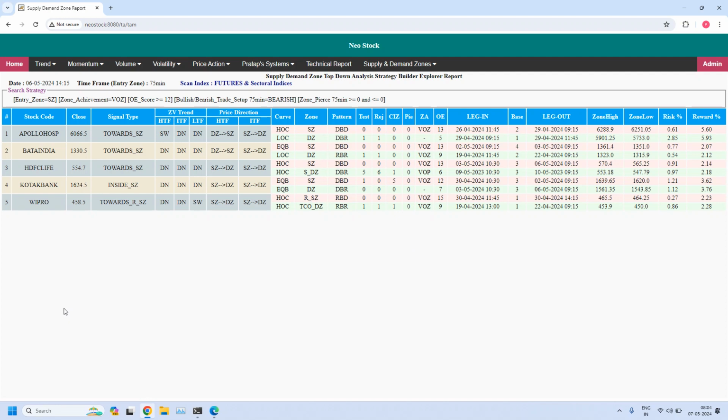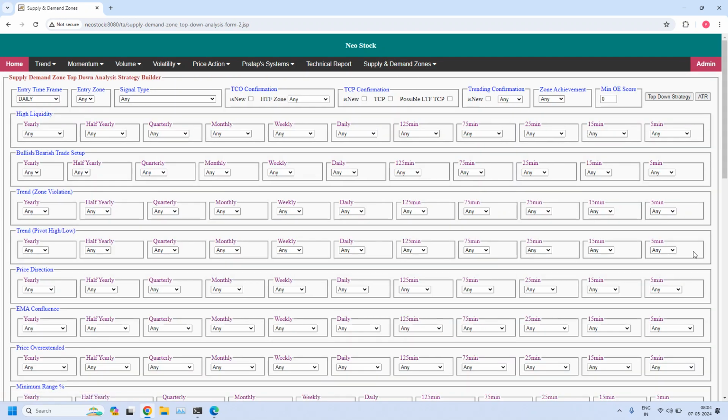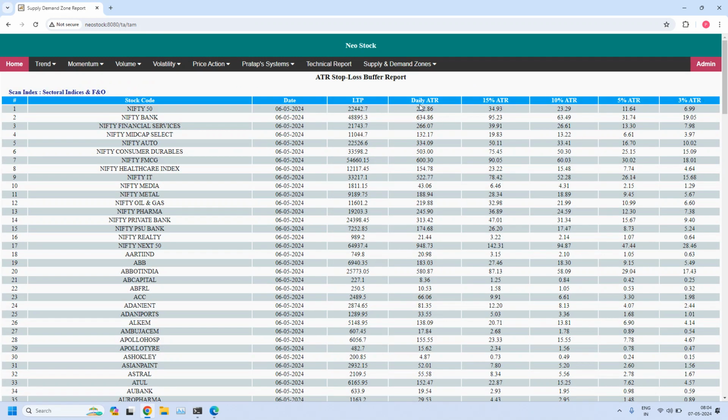Now for the last report, let us generate the stop buffers based on daily ATR. So this is the daily ATR. This column has daily ATR values for each stock. And 15% ATR you have to use for monthly income trade. 10% ATR you have to use for weekly income trade. And also please remember, the first 17 in this list are indices, sectorial indices. The remaining are all equity stocks, but we have taken them from the F&O segment.